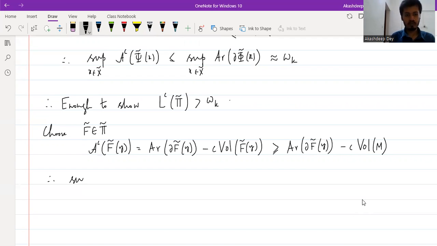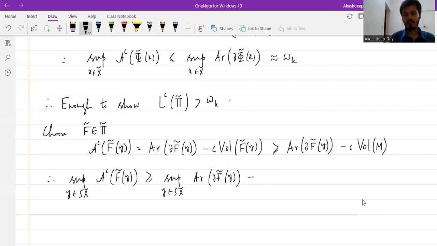Therefore, sup over y in S_x tilde of A^C f tilde y is greater than or equal to sup over y in S_x tilde of area of boundary f tilde y minus C times volume of M, and this is greater than or equal to omega_{k+1} minus C times volume of M. So this last inequality, that is, sup of area of boundary f tilde y is greater than or equal to omega_{k+1}, follows from the following two facts.